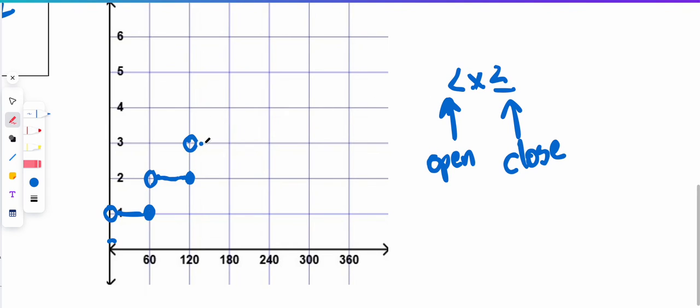So it was 3 in this range, 4 here, 5, 6, 7. So then our graph ended up looking like this. So that is going to be it for our 4.6 piecewise and step functions.